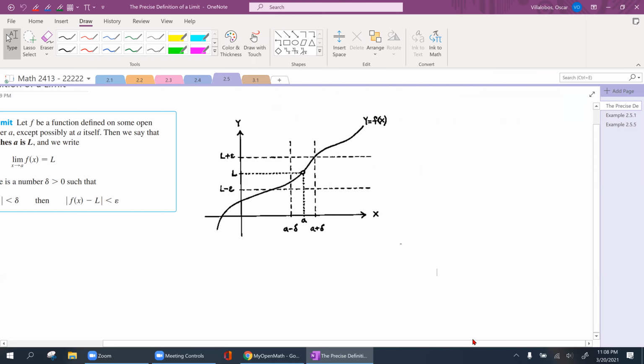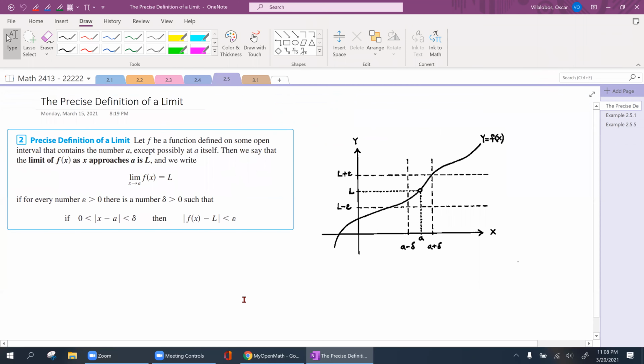So we have here the precise definition of a limit. This is going to be section 2.5, the precise definition of a limit. Let f be a function defined on some open interval. So it means it is continuous from the left and it goes on to an interval to the right that it's continuous, kind of like here. It starts here and it ends there. That is my interval between there and there. You can say between A and B.